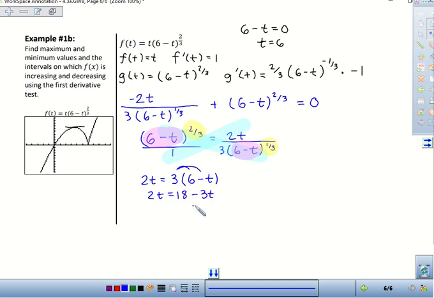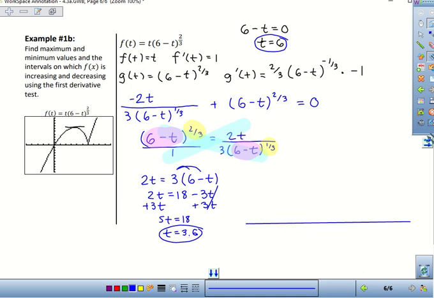And then I'm going to add the 3t to both sides, which gives me 5t equals 18. So t equals 3.6. So not too bad. Everybody see how we got that? Alright, so we know that we have 2 critical points. Now we have to put those on our number line.